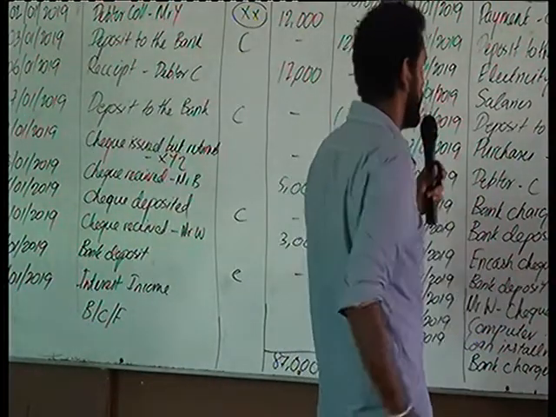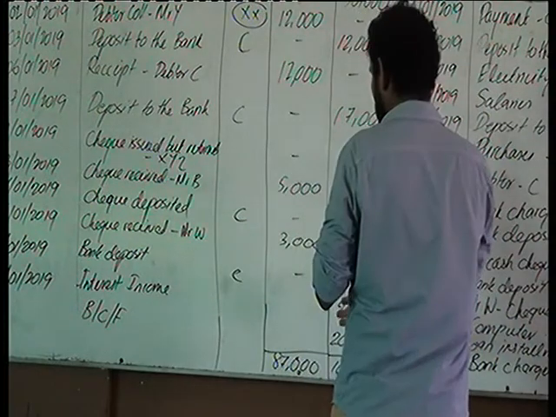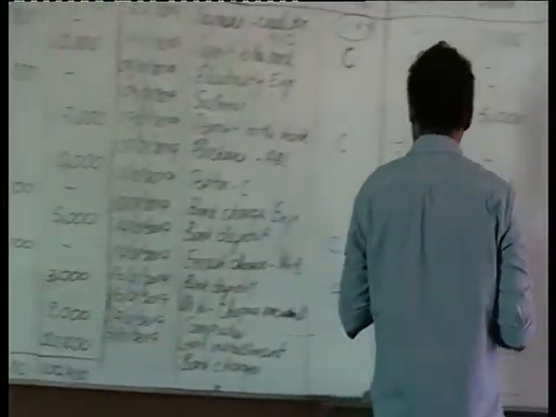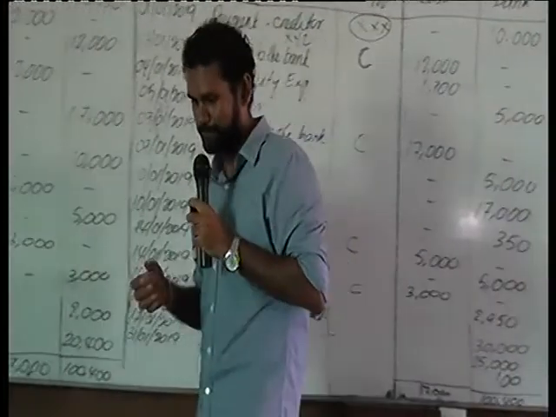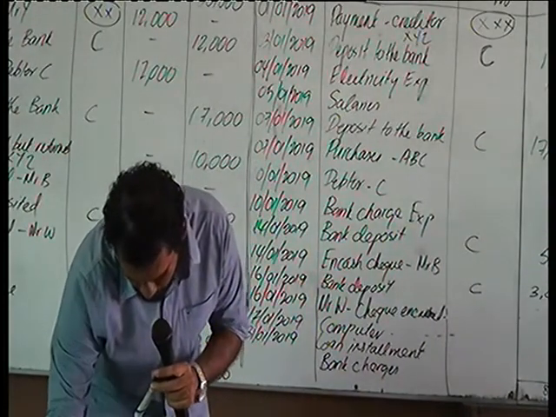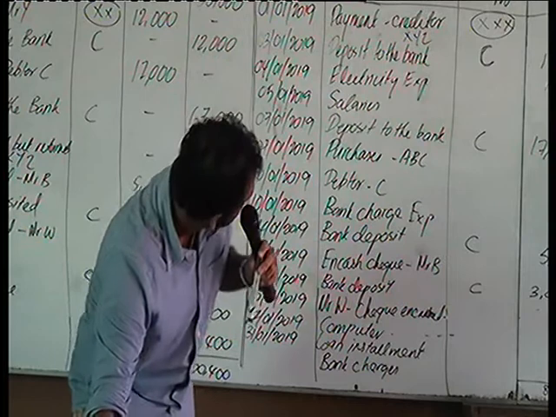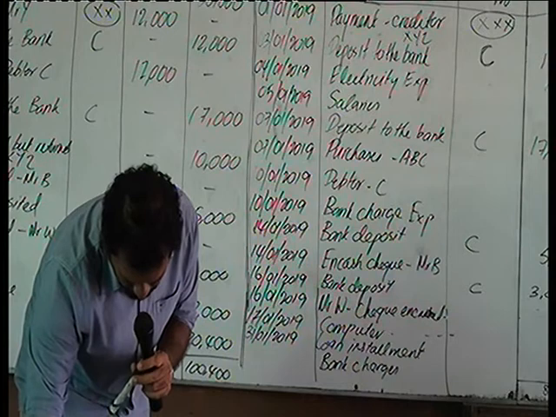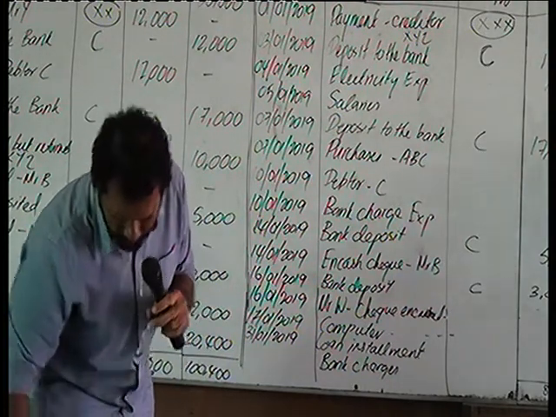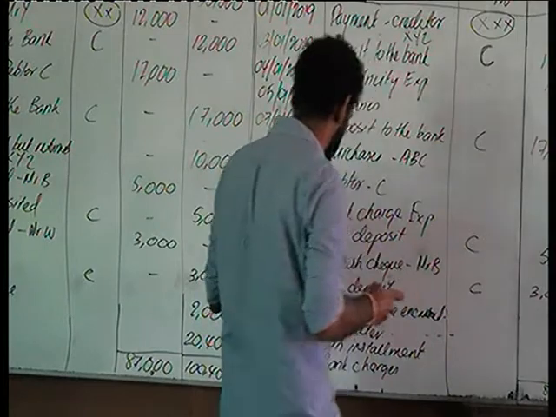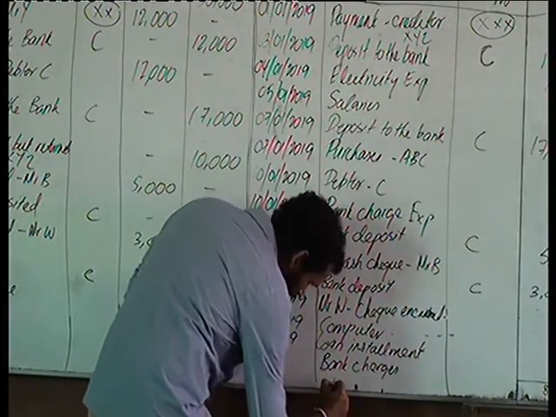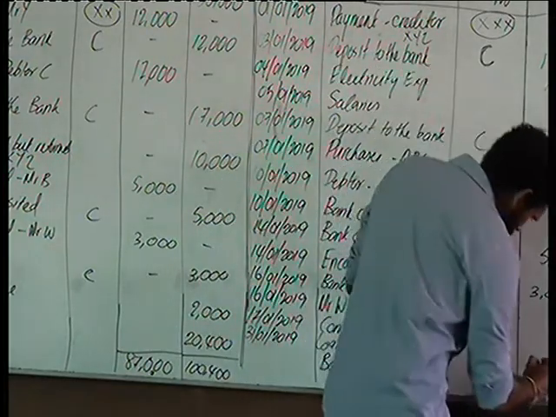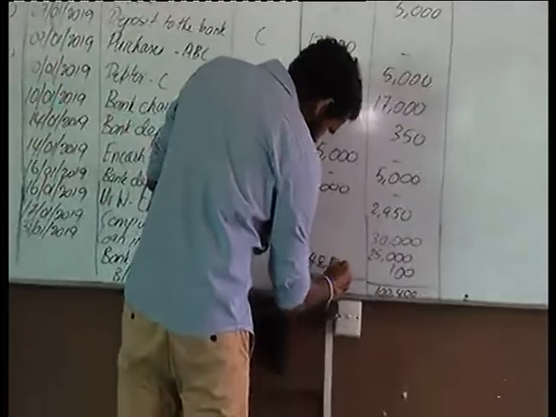So here you can see in the cash account, debit side total is 87,000, whereas credit side total is 38,700. So the higher amount is 87,000, that minus 38,700 is 48,300. So here, the balance carried forward in the cash balance is 48,300.